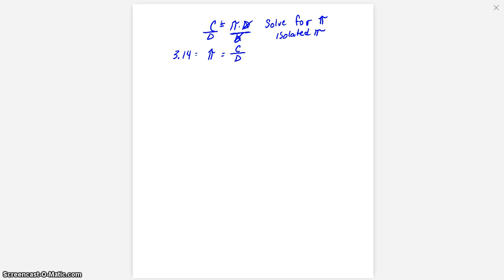Also, this is really cool. Since pi is a constant, this function is what? A direct variation. Whoa! We are making connections all over the place.